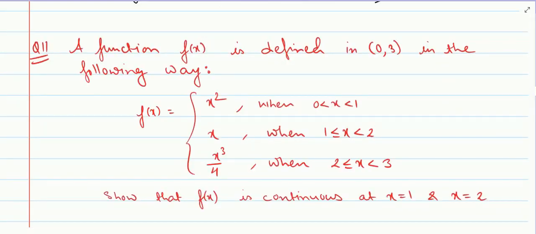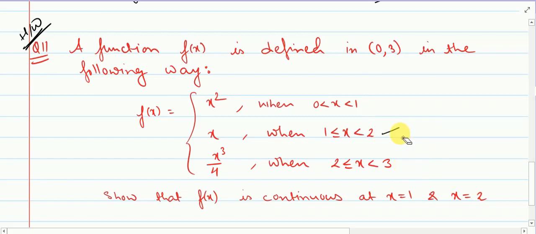Question number 11 will be your homework. This is how the function is defined, and you have to prove or show that this is continuous at x equal to 1 and x equal to 2. So for x equal to 1, when you are looking for the left hand limit, you have to use this, and when you are looking for the right hand limit, you have to use this. And for x equal to 2, when you are looking for the left hand limit, you have to use this, and for the right hand limit, you have to use this. So this is a hint for you. This is very easy. You have to do the same as question number 10.